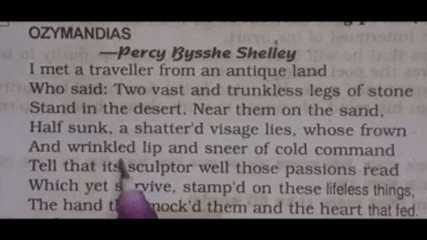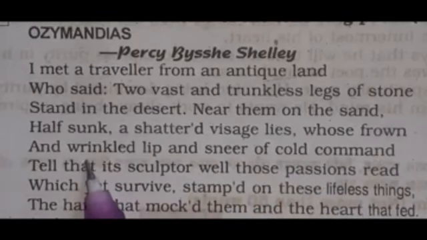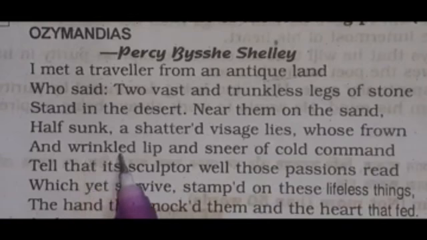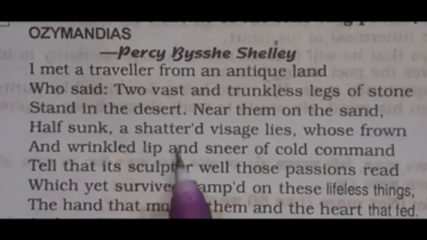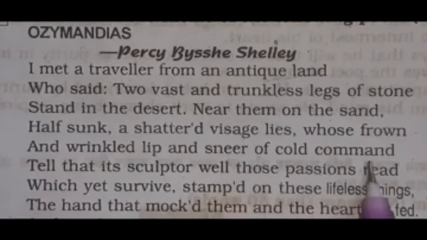And wrinkled lip and sneer of cold command. Wrinkled. The word wrinkled lip means here his lips curled, his means Ozymandias, his lips curled in contempt or disdain. Sneer, the word sneer means dissatisfaction, a face with dissatisfaction, smile of cold command.